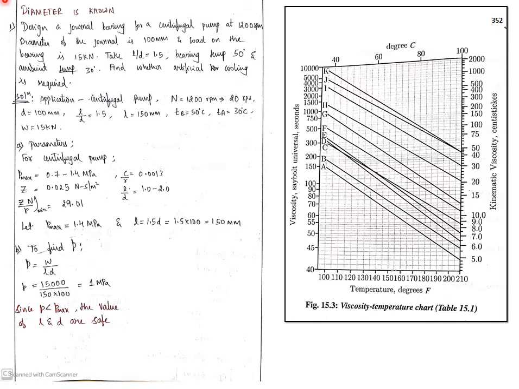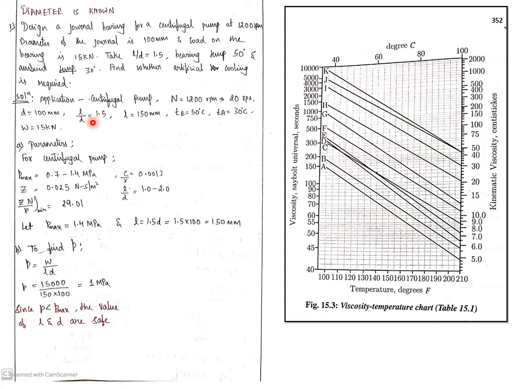If the diameter is known. In the previous class we solved problems where the diameters are unknown, so today we shall solve when the diameters are known. Design a journal bearing for a centrifugal pump at 200 RPM. The diameter of the journal is 100 mm, and the load on the bearing is 15 kilonewton. Take L by D as 1.5, bearing temperature 50 and ambient temperature 30. Find whether artificial cooling is required or not.